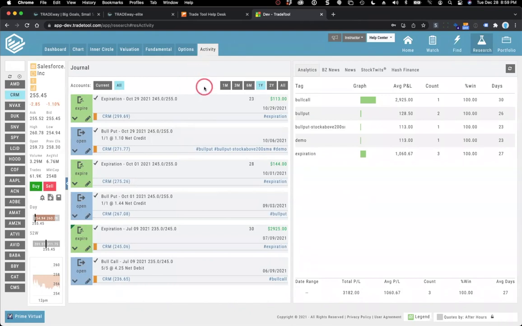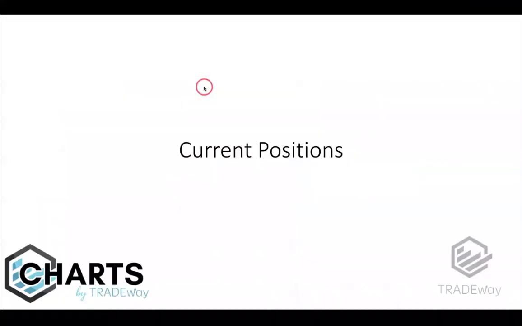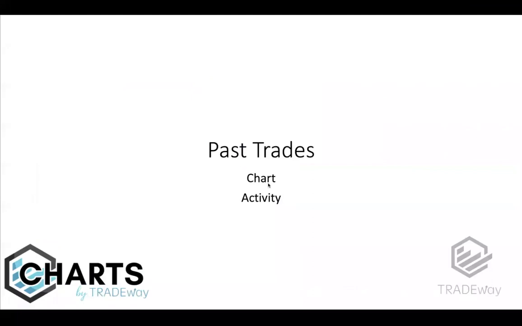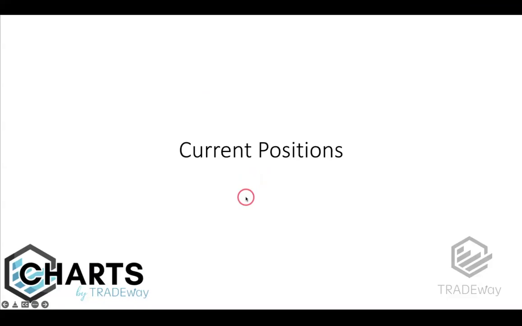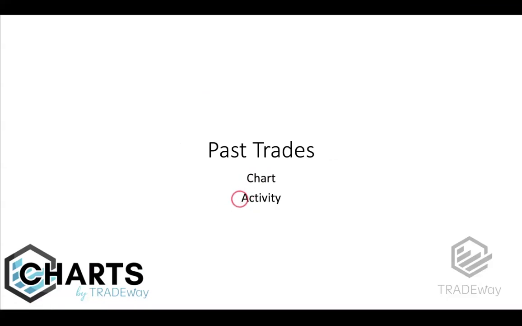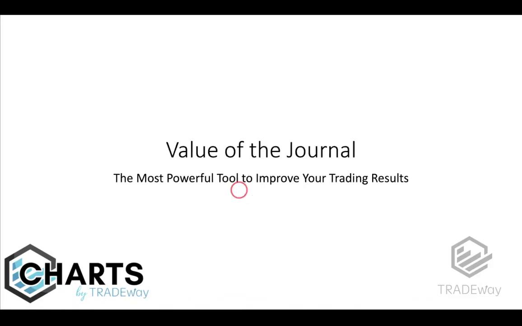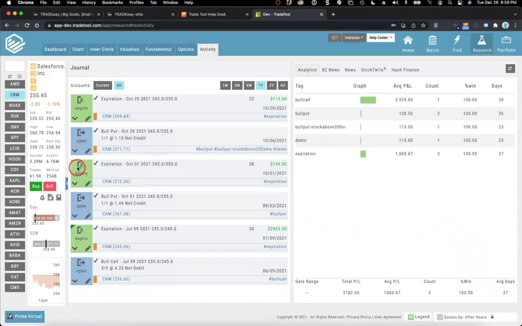So we talk about the current positions. We also talk about past trades, being able to see that in both the chart and in the activity tab as well, so that you can get more insight into it. And then the last thing I do want to make mention of again is the journal. I'm going to tell you something: the journal was one of the hardest things for us to do, especially because of options trading. Stock is pretty easy. The option stuff gets a lot tougher.